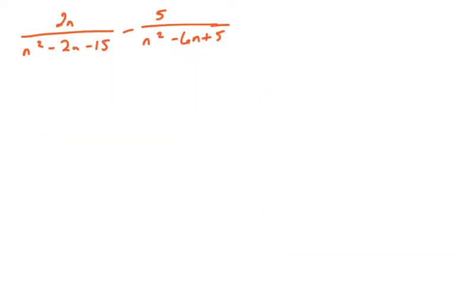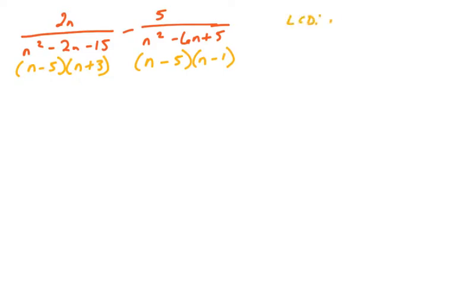The next example we're looking at is a subtraction problem. Again, the first thing we want to do is factor the denominators. So the first one is going to factor into n minus 5 and n plus 3. The second fraction will factor to n minus 5 and n minus 1. So now we can identify our least common denominator.